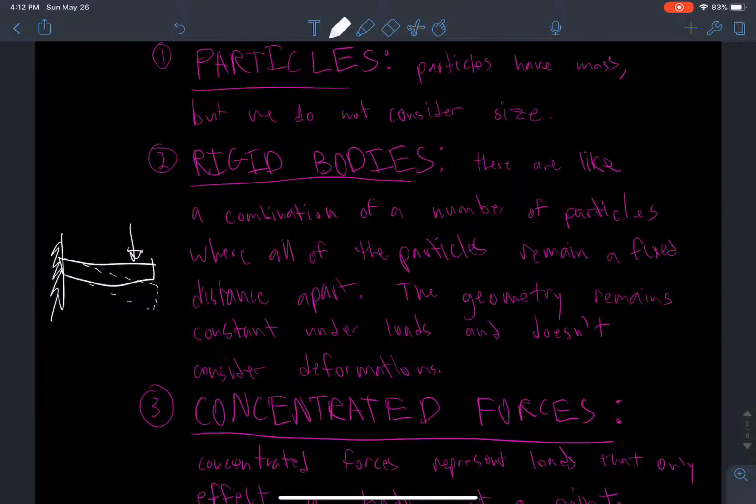So in real life, everything that you will load is going to have some small amount of flex to it. So like if you're sitting at a desk and you push down on it, it's going to flex a little bit. Even if you don't see it do very much flexing, it's going to flex somewhere because that's just what most stuff does.